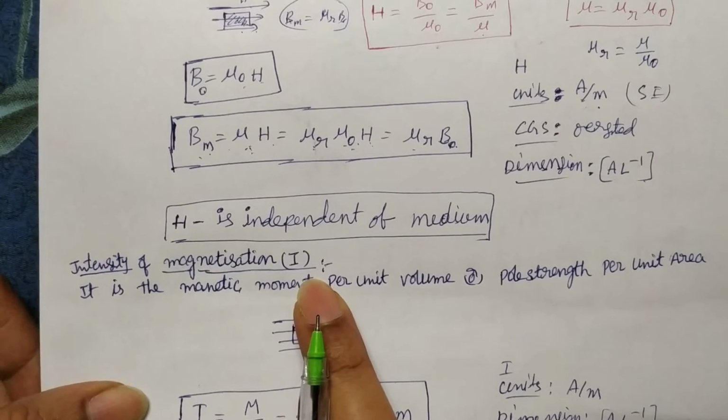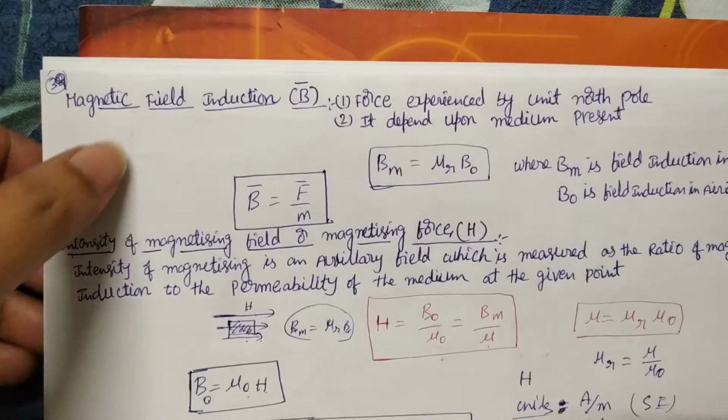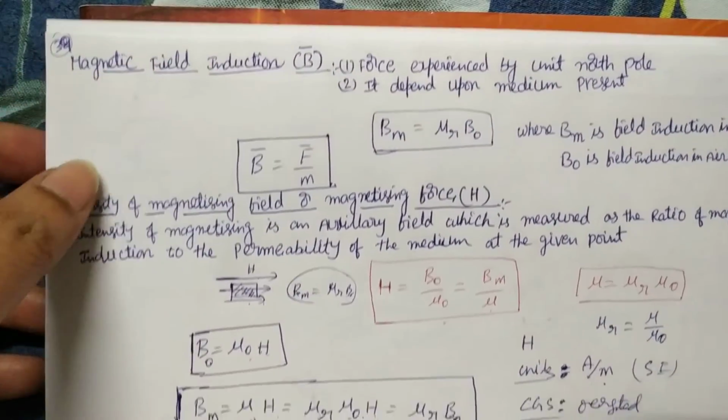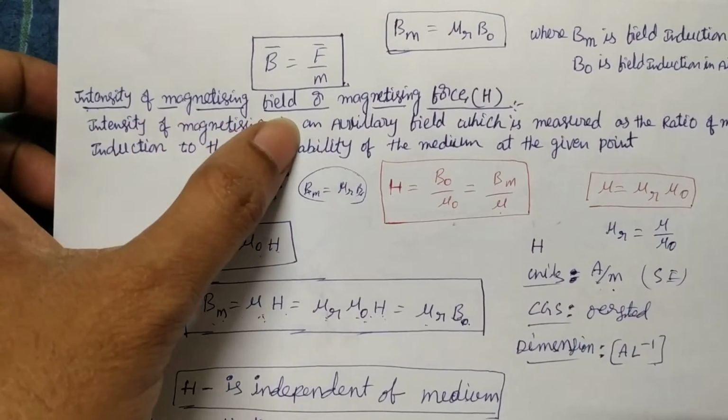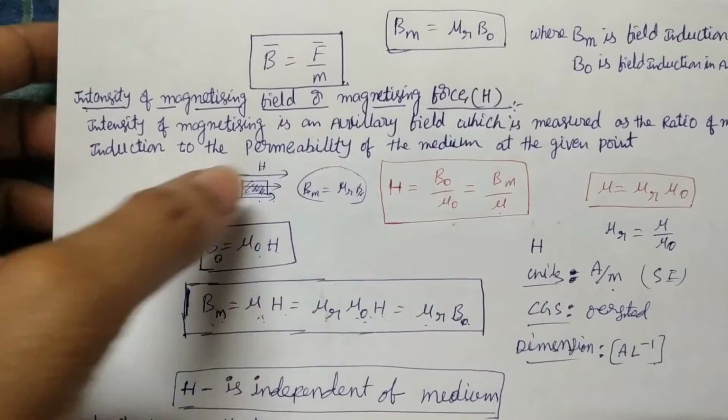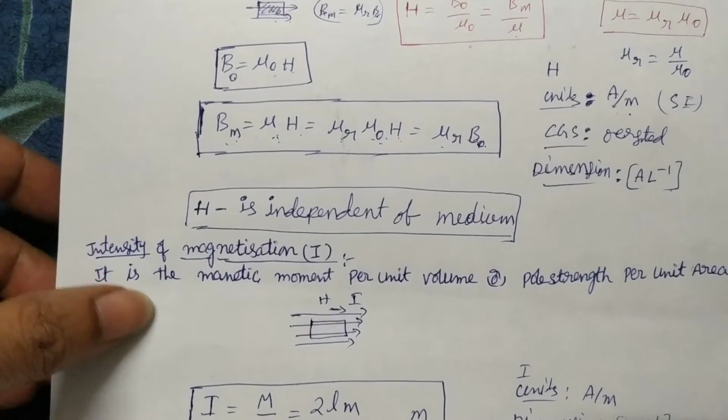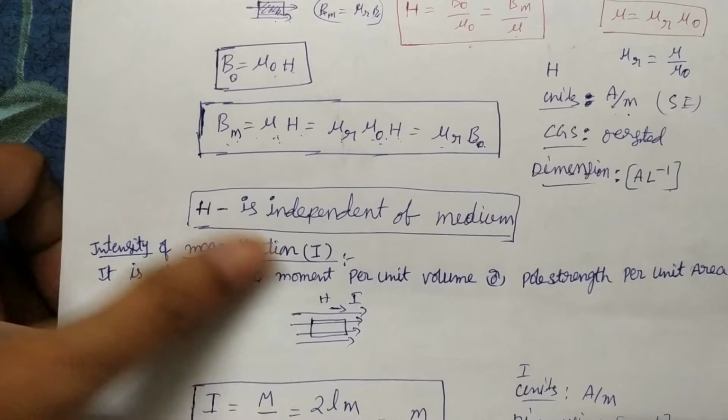See the names of these: magnetic field induction, magnetizing field or magnetizing force, and I is intensity of magnetization.